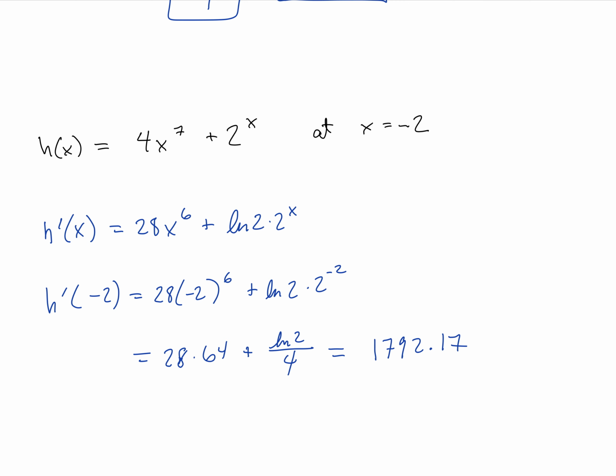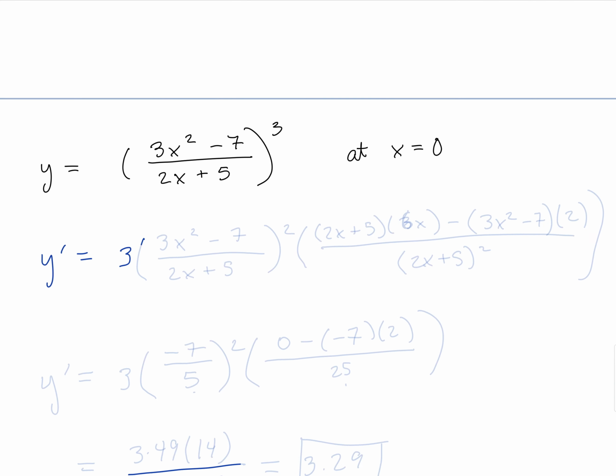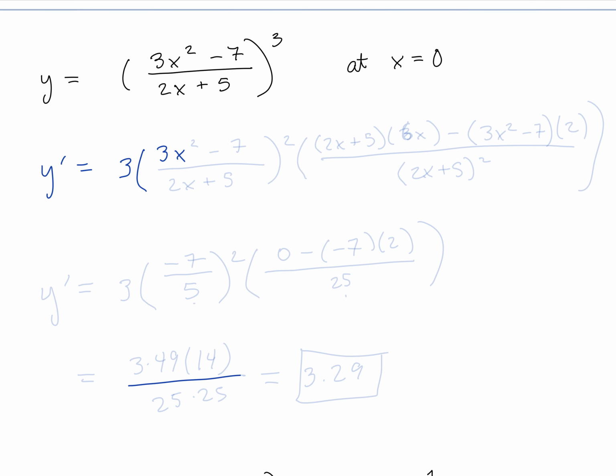Okay, for this one, y prime, we're going to need to do both a chain rule, and then inside that we'll end up needing a quotient rule. So the outside function is something to the 3rd power, so we've got 3, leave the inside alone, 3x squared minus 7 all over 2x plus 5, and decrease the power by 1, and then multiply by the derivative of the inside. So here we'll need to use a quotient rule.